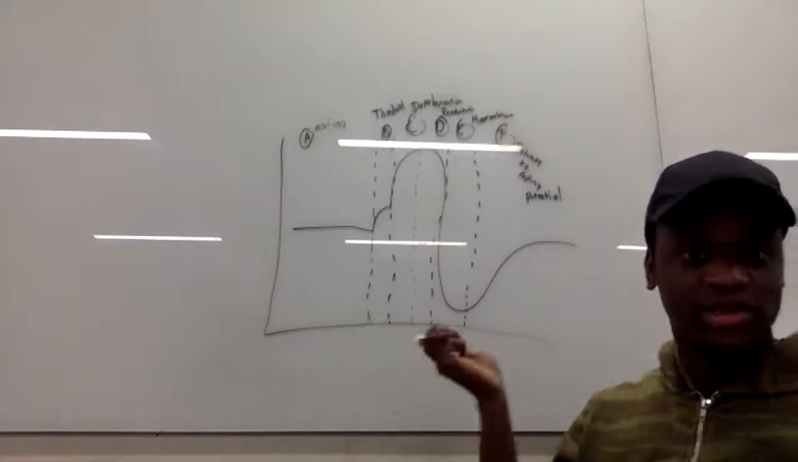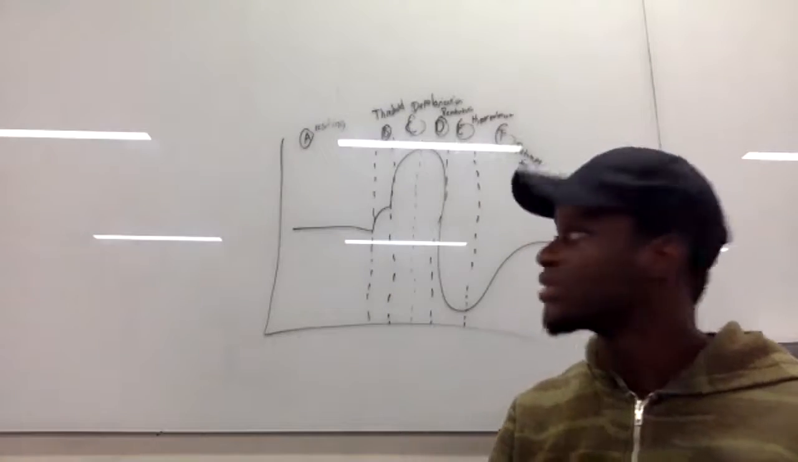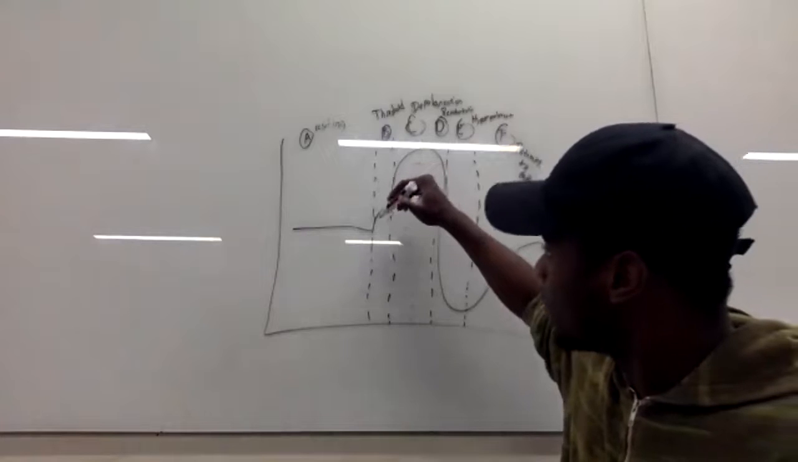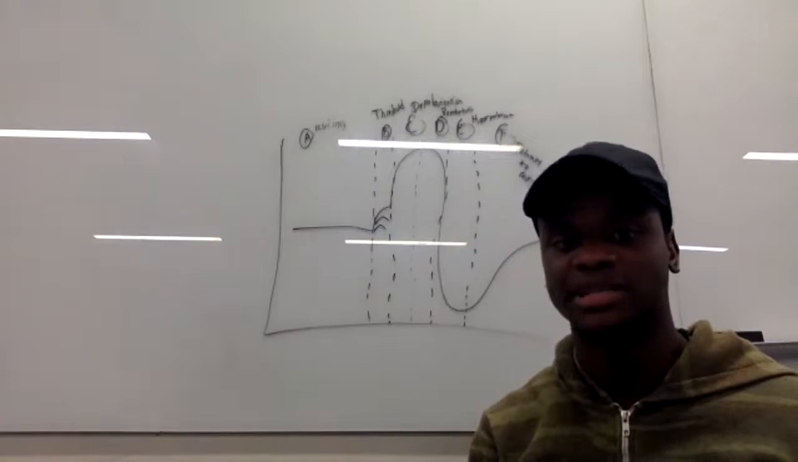So what happens at threshold is that we're going to have some type of signal. So like, let's say for our eye, in order for the action potential to occur, we need a certain influx of sodium to come in.